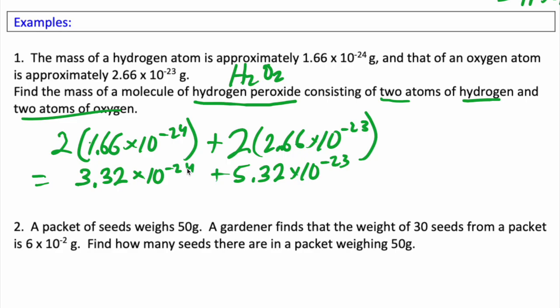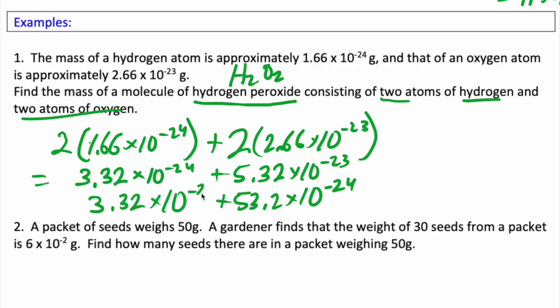We want these to be the same. So actually, we could make this one smaller maybe. If we make this exponent smaller, this becomes bigger. Okay, remember smaller is like that, right? Okay, now we can add them together and we get 56.52 times 10 to the negative 24.